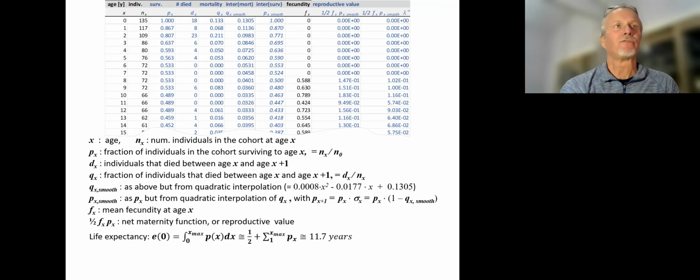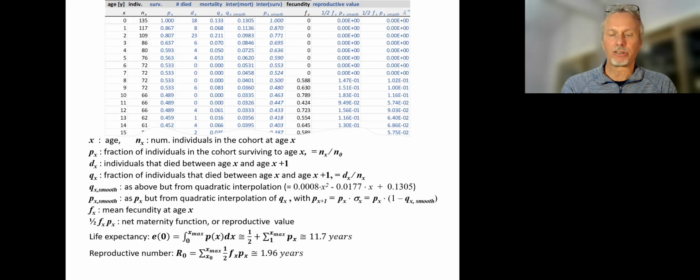So we can finally compute some information about this population, the life expectancy at birth, which is equal to the integral between 0 and the maximum age of the probability of surviving until age X, dx. And we can approximate this by using the trapezoid method. I'll show you in the lab. It would be equal to simply 1/2 plus the sum of the probability of surviving exactly at age 1, 2, 3, 4, etc. And we'll see that this is equal to 11.7 years.